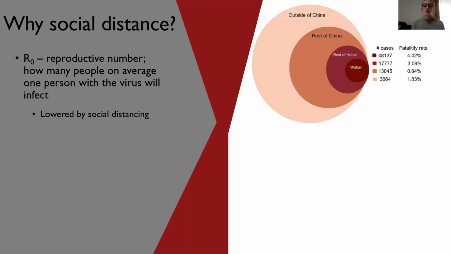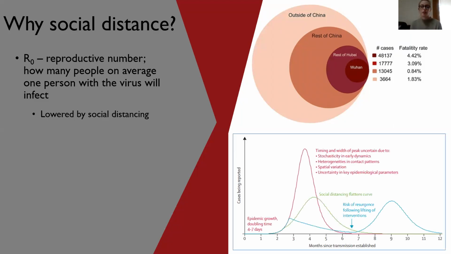So what this shows is that a lot more people are able to live when your healthcare system is not overwhelmed. So social distancing is the first step in making sure that we don't overwhelm our healthcare system. So this graph here is a mathematical projection, like I showed.